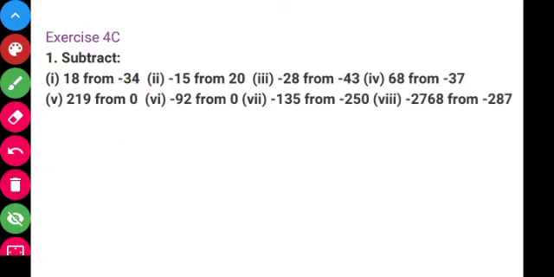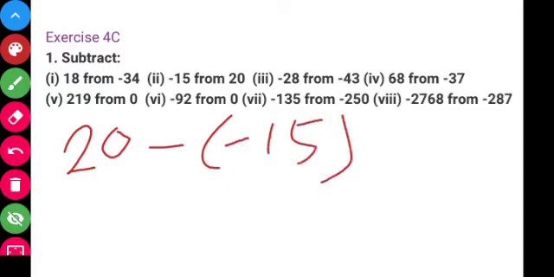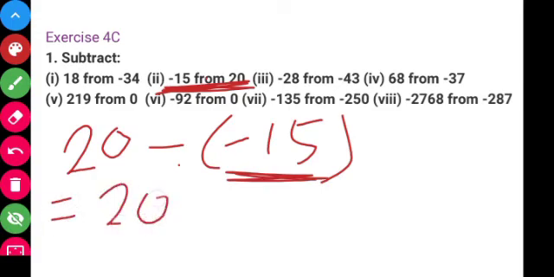Now the other question. The second part is given: minus 15 from 20. So from 20 we have to subtract minus 15. So 20 minus minus 15. When you write a negative integer, then put it in a bracket. Okay. Now this will be equal to 20, and here both are negative signs.